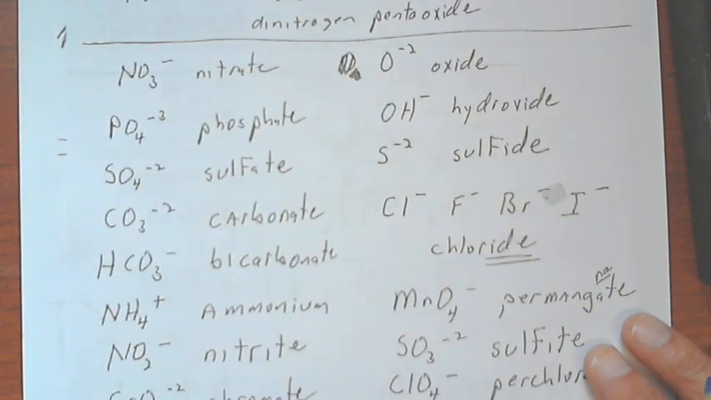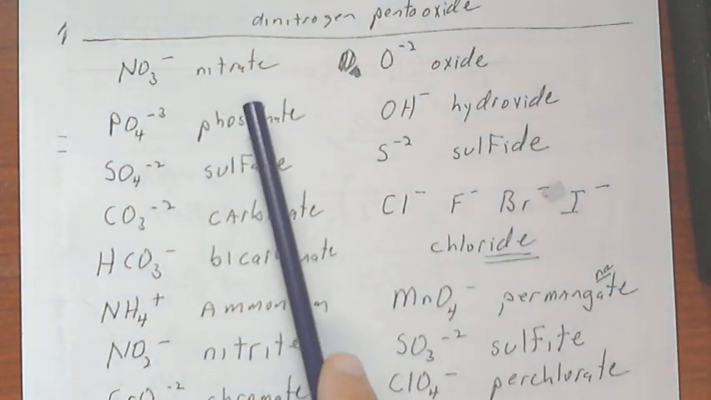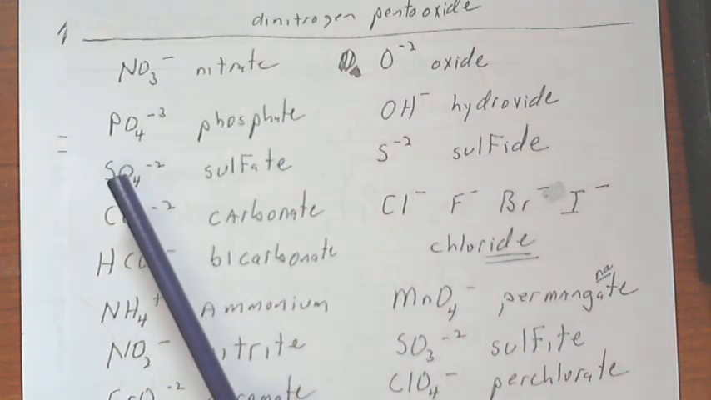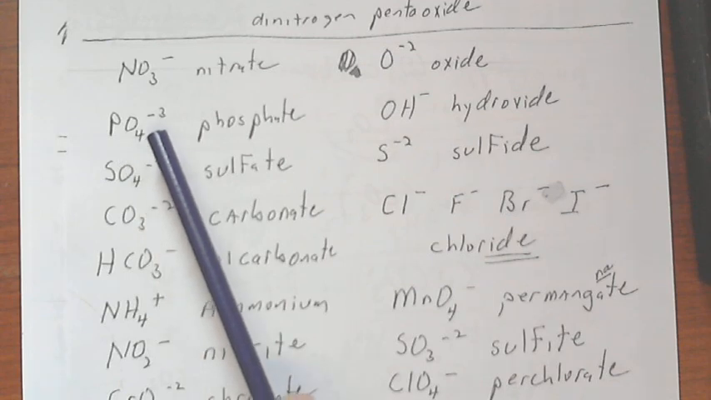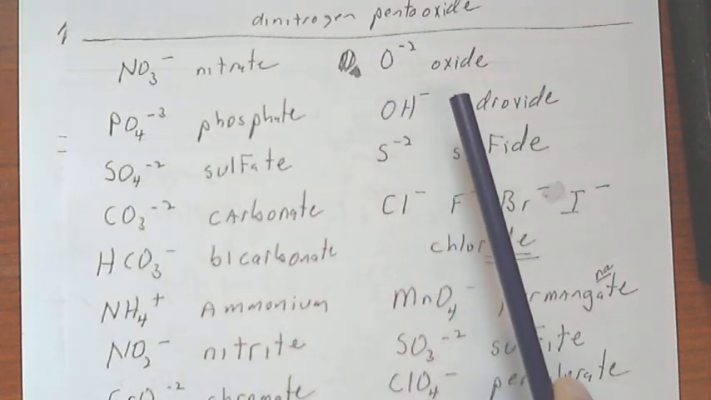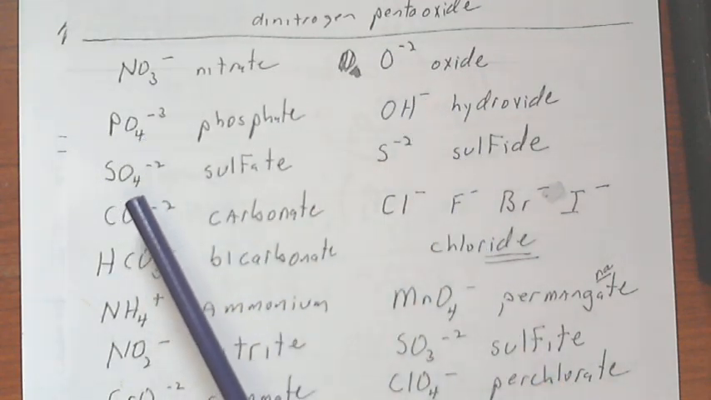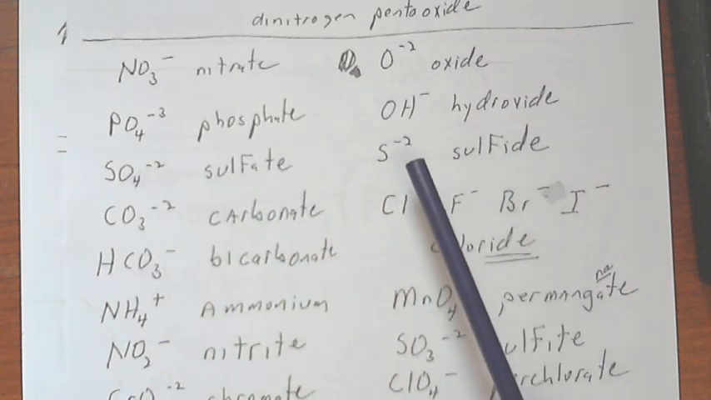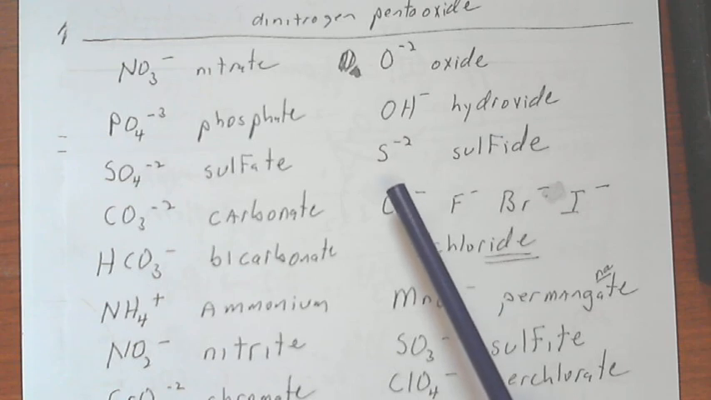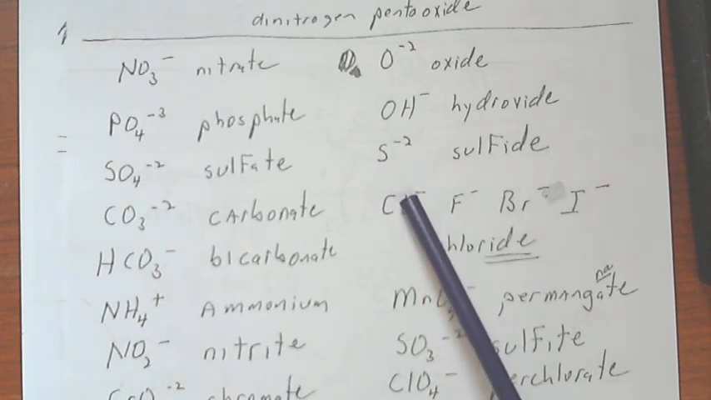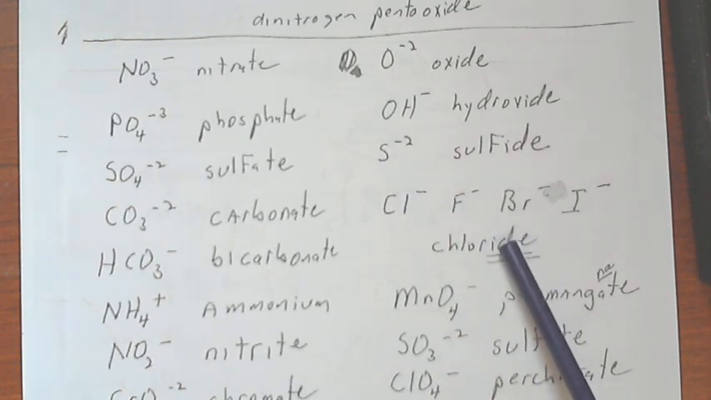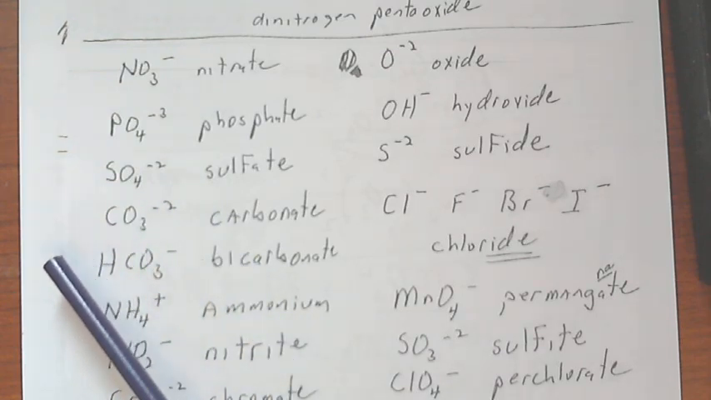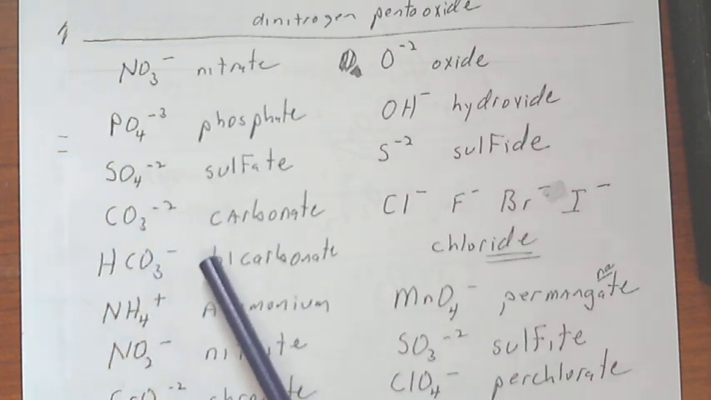Okay, so a quick review of some of the anions. Nitrate is NO3 minus, oxide is O2 minus, phosphate is PO4 with a -3, hydroxide is OH minus, sulfate is SO4 -2, sulfide is -2. You'll notice that when it's an element by itself, like sulfide, chloride, fluoride, it ends in IDE. Carbonate is CO3 -2. When it has an H in front, it's bicarbonate.